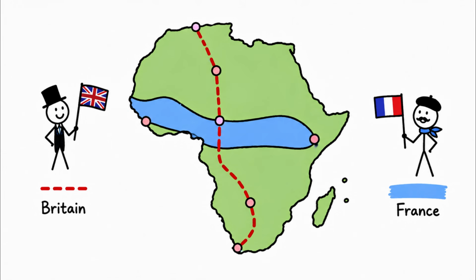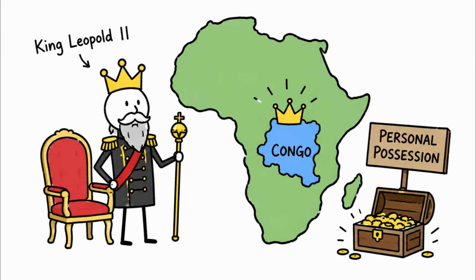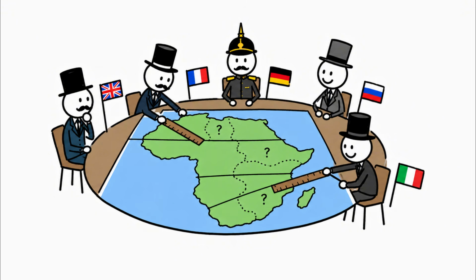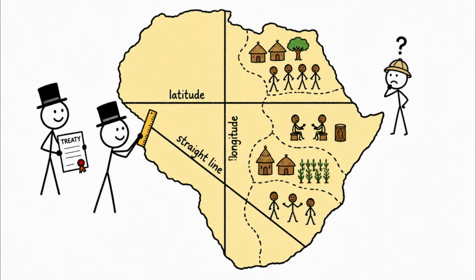Britain wanted routes connecting its colonies. France wanted a vast belt across West and Central Africa. Belgium's King Leopold II claimed the Congo as his personal possession. Germany, Portugal, Italy, and Spain also competed for territory. Diplomats negotiated with one another using maps that were often incomplete. Straight lines were convenient. A line of latitude, longitude, or a ruler-drawn connection between 2 points was easier to describe in a treaty than a boundary based on local political realities that Europeans often did not understand.